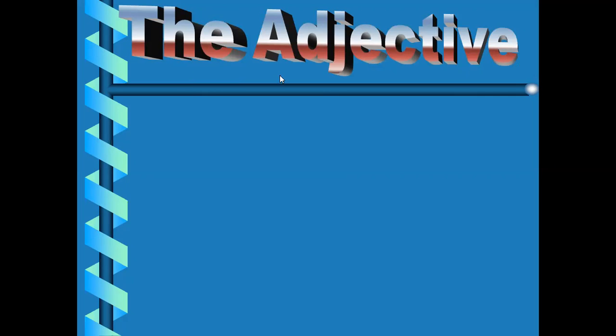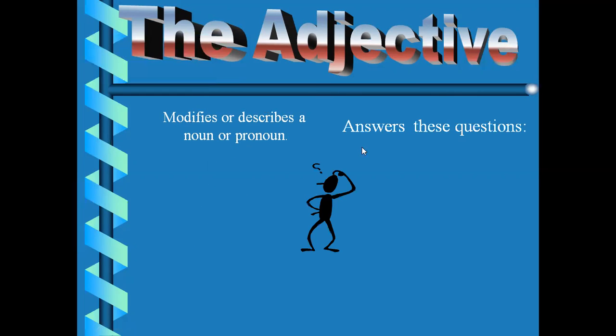Number six, the adjectives. The adjectives are words which we use to describe people or describe things. So the adjective modifies or describes a noun or a pronoun. The adjectives always answer questions. Look at this example.